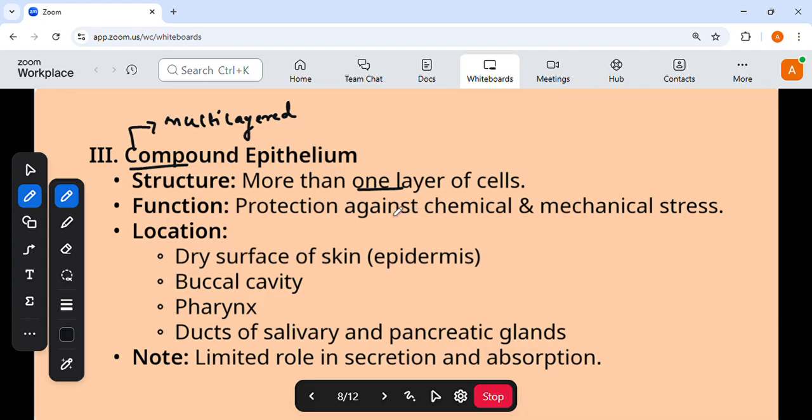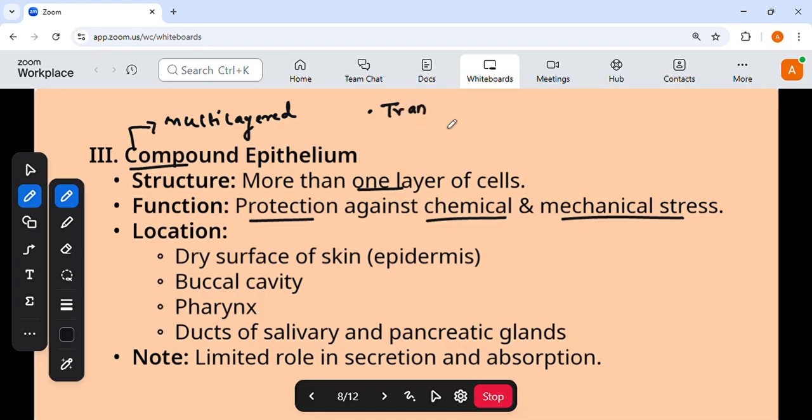So more than one layer of cell. The function is protection against chemical and mechanical stress. And this compound epithelium again is of two types: transitional epithelium and stratified epithelium. So listen, transitional epithelium I will tell first.